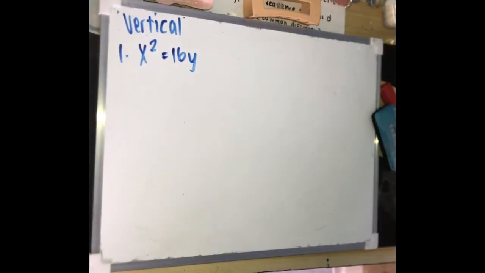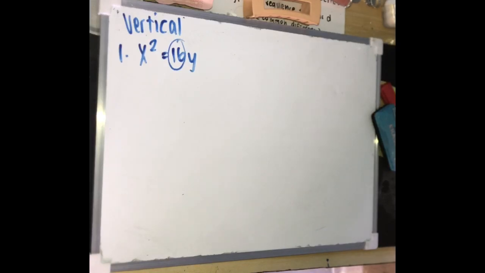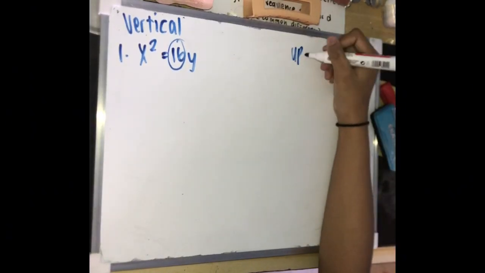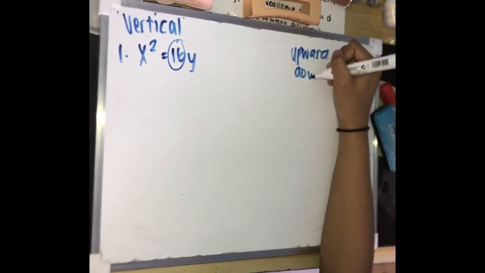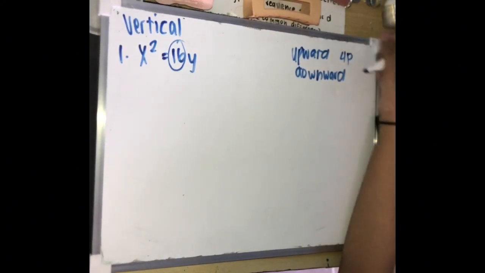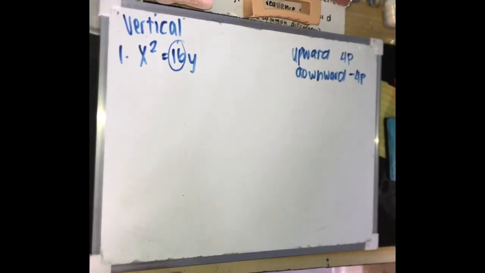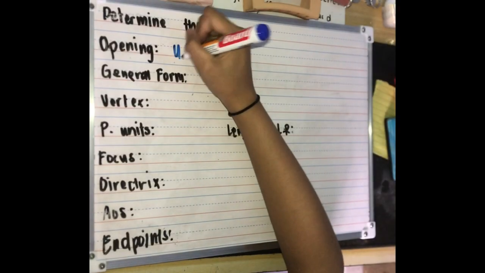So, para ma-determine po natin yung opening ng isang given, we have to look at the 4p. So, ang 4p po natin dito is yung 16. So, ang pinagkaiba lang po, para ma-determine yung 4p, yung opening is hindi na siya to the right or to the left. So, kapag vertical na po, upward and downward. So, kapag upward, positive 4p. And kapag downward, negative 4p. So, basically, our opening here is upward kasi positive 16 siya. So, ganun lang po siya kadali. Upward.